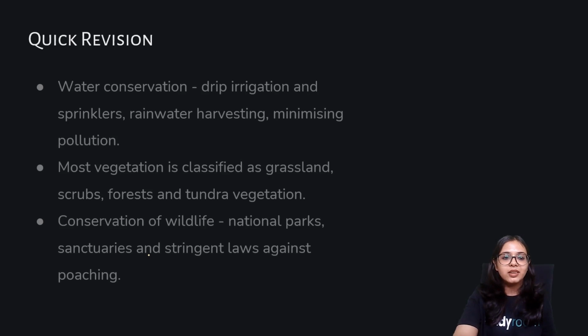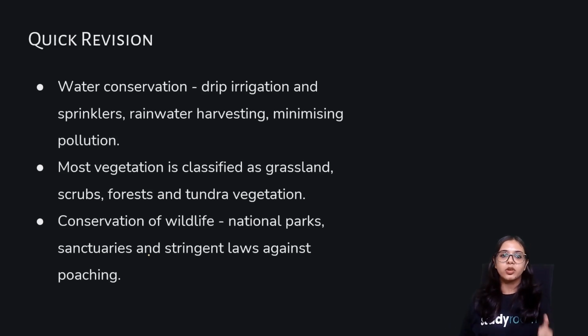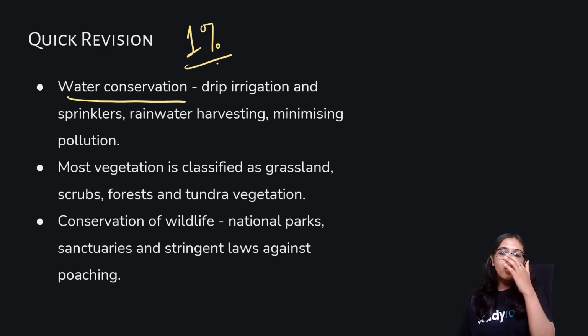Then the next natural resource that we had learned about was water, and it's also again very important to conserve water, because water is used for bathing, drinking, irrigation purposes, and in industries. We cannot imagine our lives without water. Moreover, the percentage of fresh water resource is only 1%. So it is more imperative to conserve water.